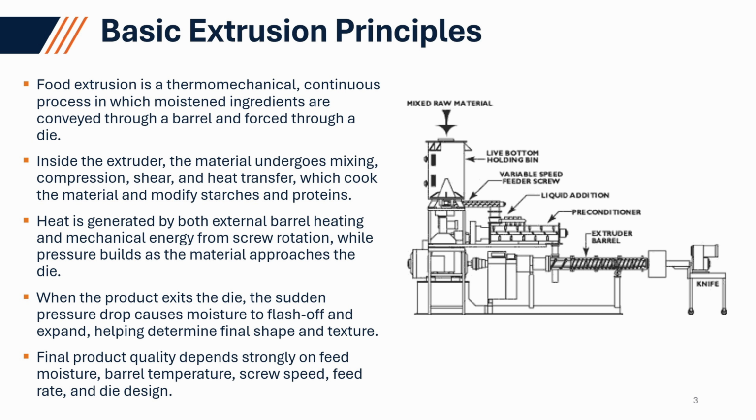When the product exits the die, the pressure drops suddenly. That drop can cause moisture to flash off into steam, which creates expansion. This gives what many extruded foods, like puff snacks and cereals, their porous and crisp texture. So when we think about extrusion fundamentally, it really is the interaction of moisture, heat, pressure, shear, and die discharge that determines the final food product.